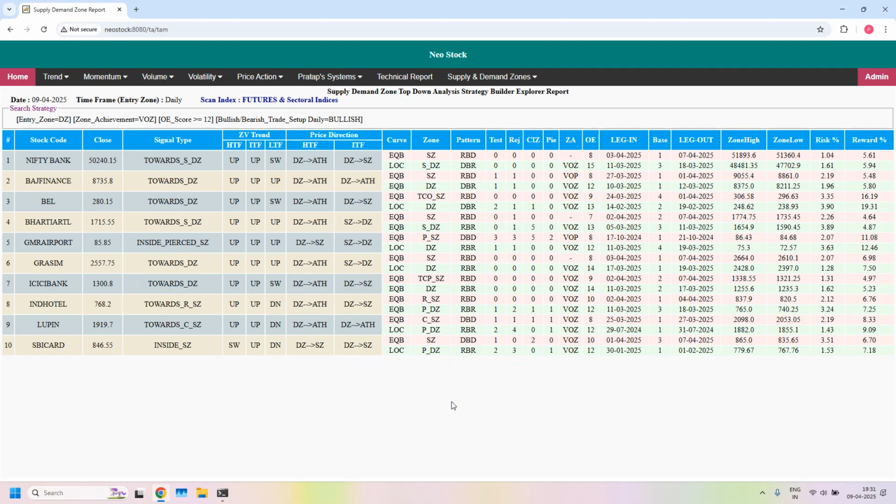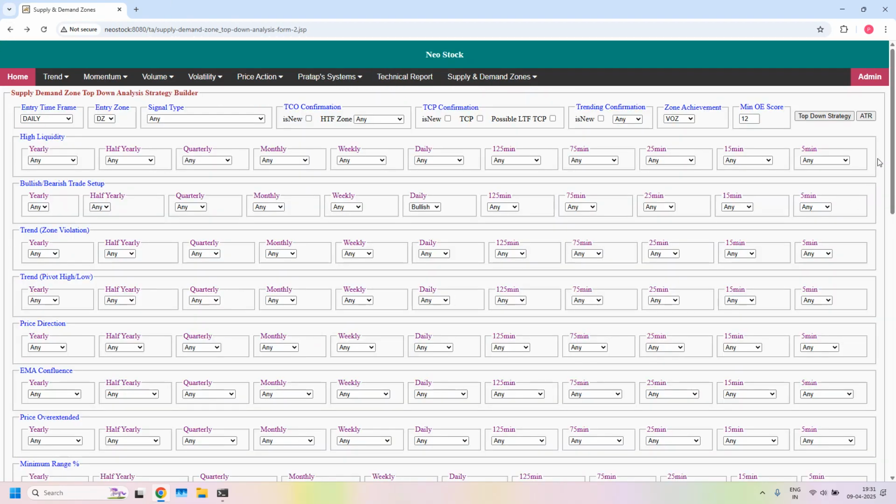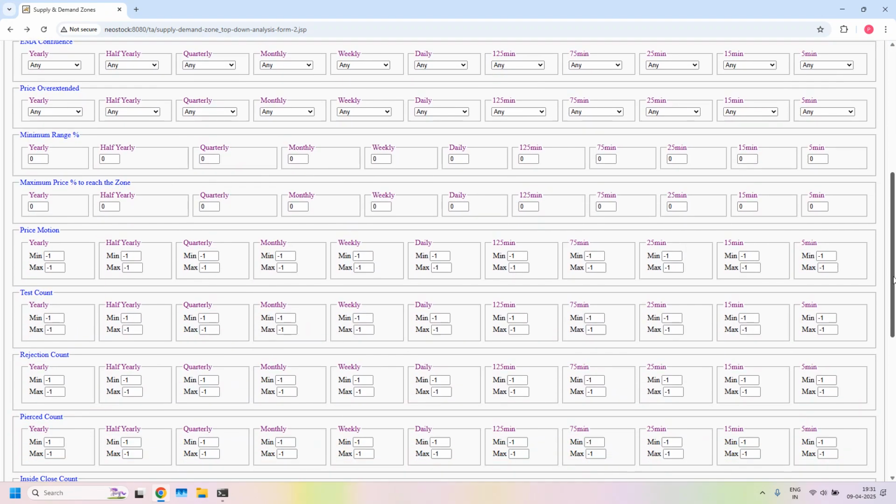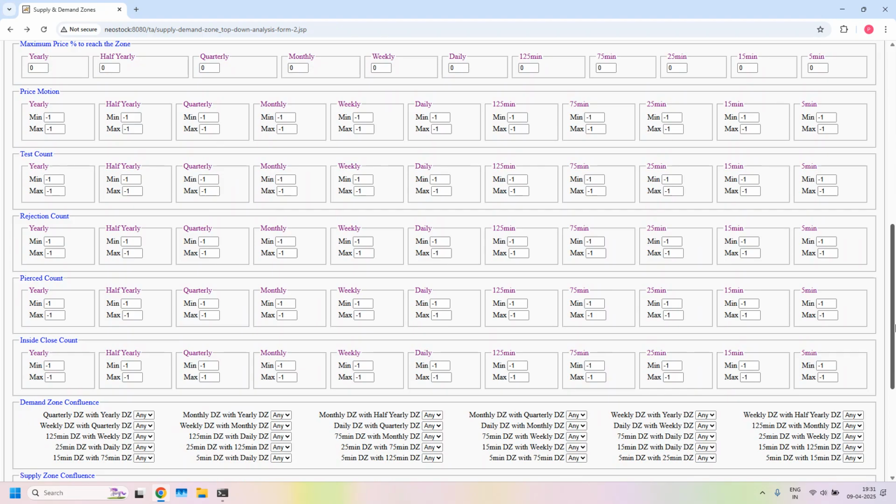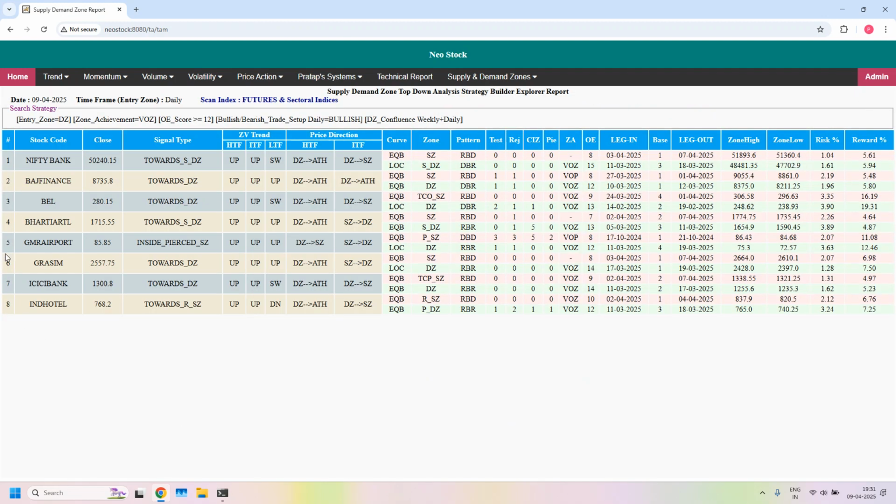Okay, out of these 10, there could be some high probability trade setup supported zones might be available. We need to identify them based on zone confluence. First filter, LTF and ITF demand zone confluence, that is daily and weekly demand zone confluence. So I am enabling that filter. Out of 10, we got 8 stocks.